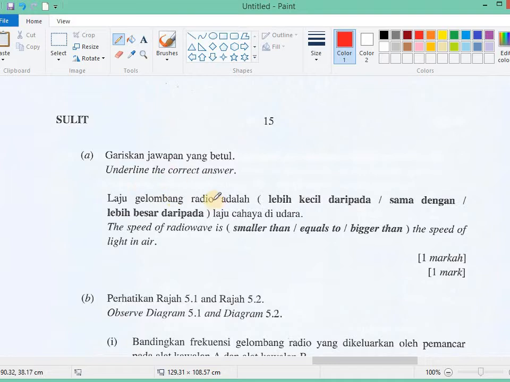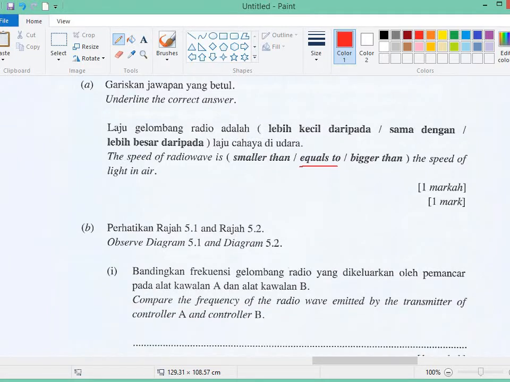Underline the correct answer. The speed of radio wave is equal to the speed of light in air. But actually it becomes slower a little bit. But the difference is very small that we ignore it. So we take it that the speed of radio wave is equal to the speed of light in air.